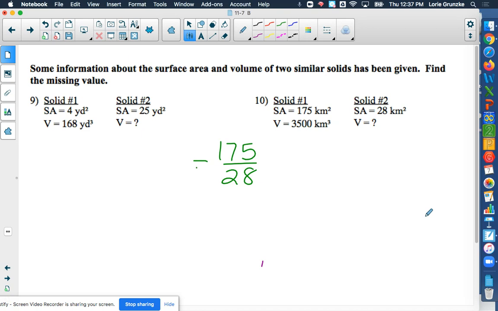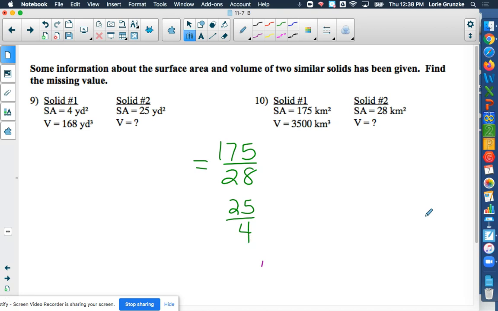I have to back up and get this scale factor over here. How do you do that? You have to take the square root of those two. And you don't know the square root of those two numbers, but there's a trick. Try reducing your fraction first if you don't know the square root of both numbers. So you go 175 over 28, and you would get 25 over 4. That's the one you want to use.